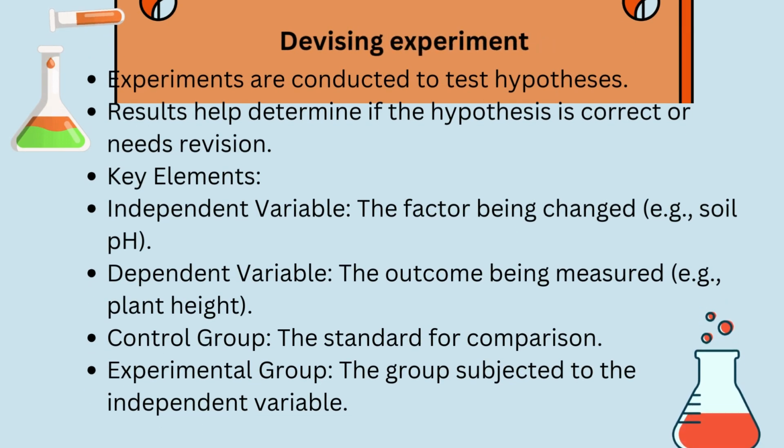Experimentation is the most important step of biological method. Experiments are performed to prove if hypothesis is true or not. The deductions drawn from the hypothesis are subjected to rigorous testing. Through experimentations, biologists learn which hypothesis is correct. So the key elements are the independent variable, the factor being changed, for example, soil pH; dependent variable, the outcome being measured, for example, plant height; control group, the standard for comparison; and experimental group, the group subjected to the independent variable.